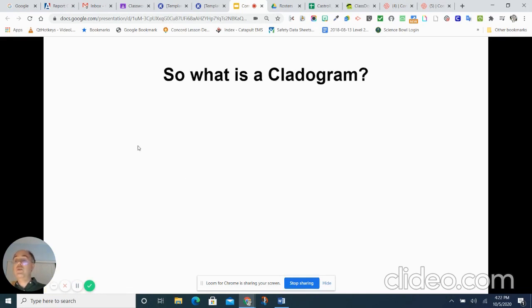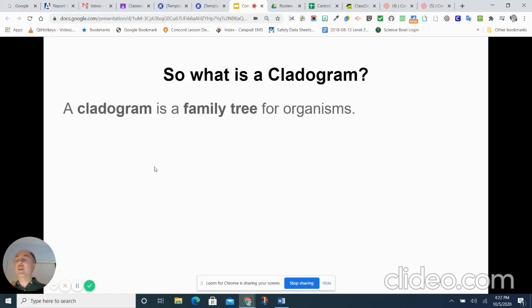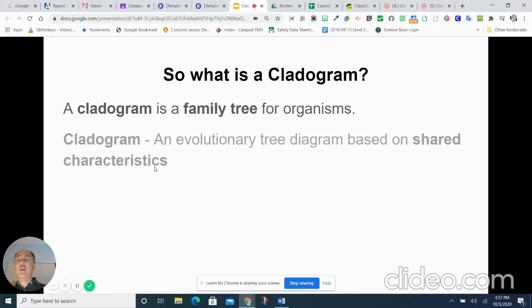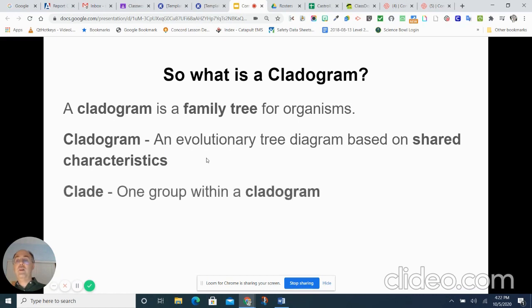So what does this have to do with these cladograms I'm talking about? Well, a cladogram is like a family tree, but it's for all the organisms. Here's the official definition. Please write it in. A cladogram is an evolutionary tree diagram based on shared characteristics. Every group within a cladogram, you can think of as a family group, is called a clade. Please write that in under cladogram too.